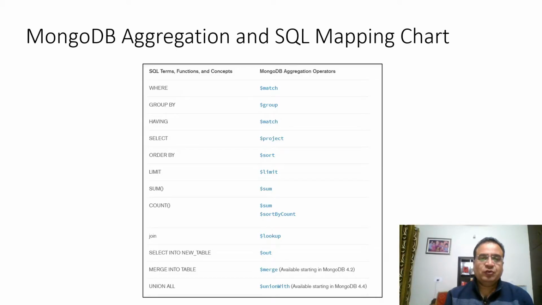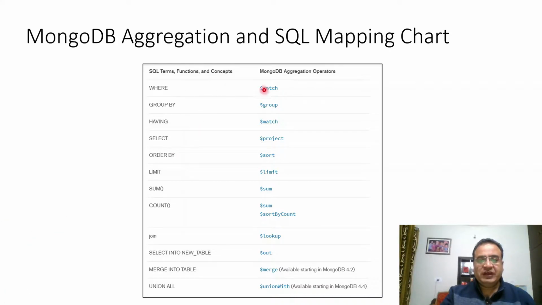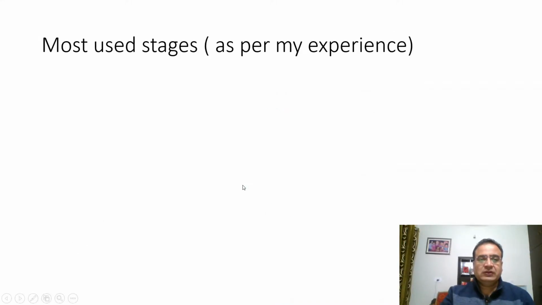First let me show you the mapping of SQL with aggregation framework functions. As you can see, for where we have match, for group by we have group, for having we have match. For sum we have $sum, and so on. And for join we have $lookup. This is how we can use the MongoDB aggregation framework.